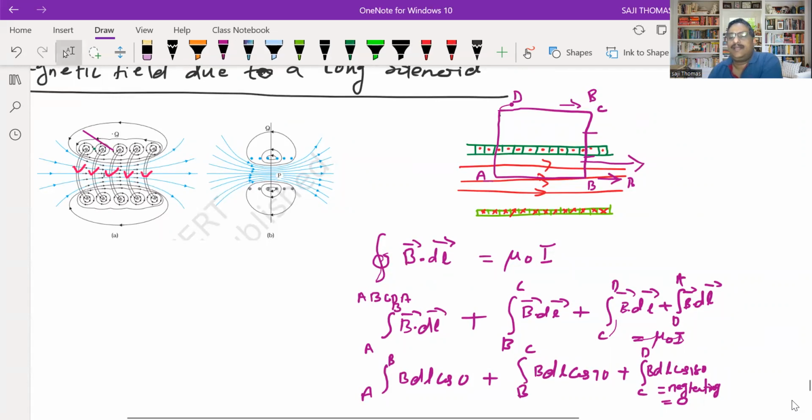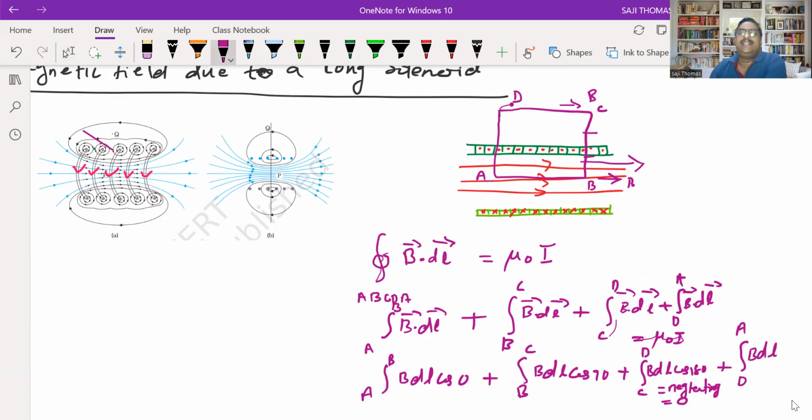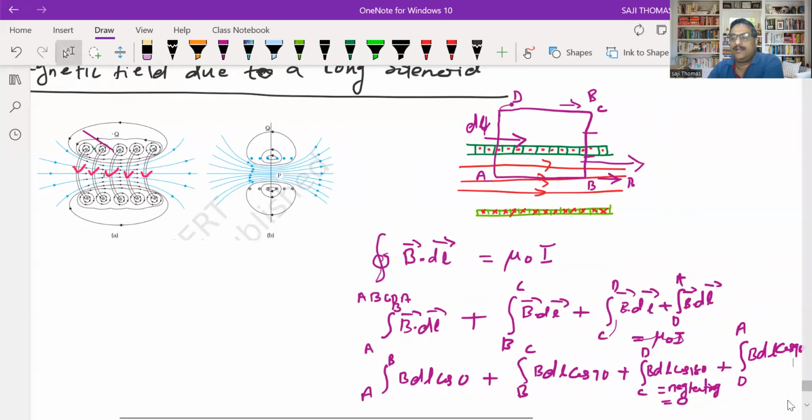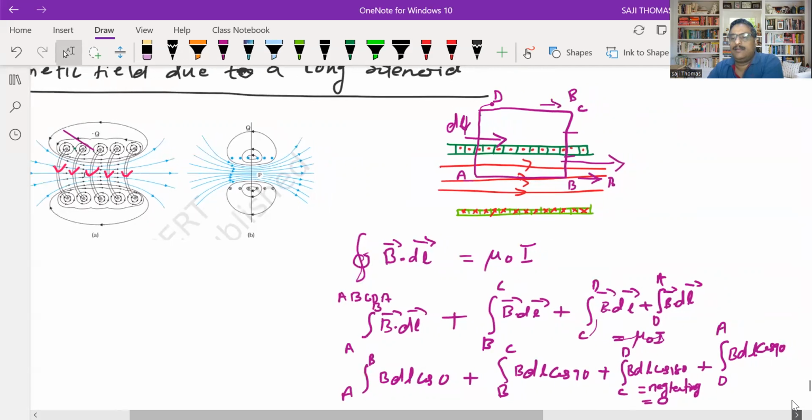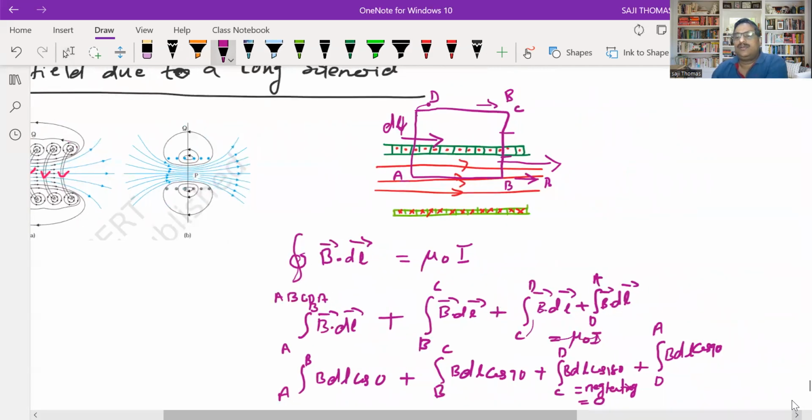Then you consider the part D to A. Integral D to A, B dl. For the length AD, the magnetic field is towards the right, and the length dl is in this way. They are perpendicular, so cos 90. This is equal to mu 0 times I.